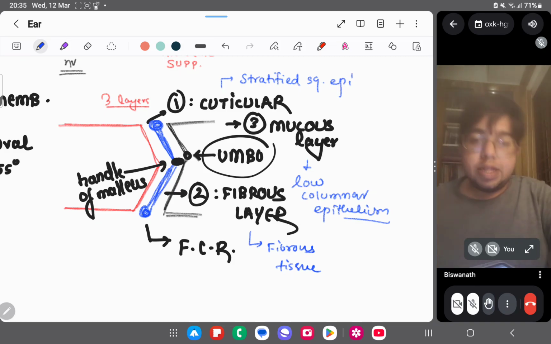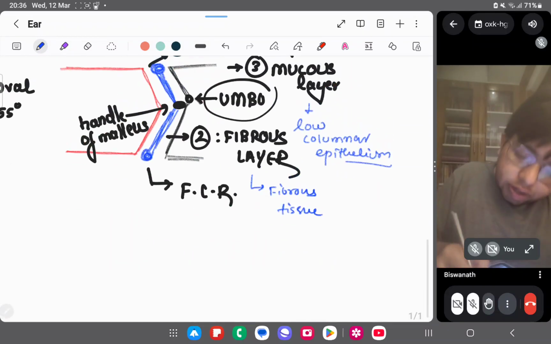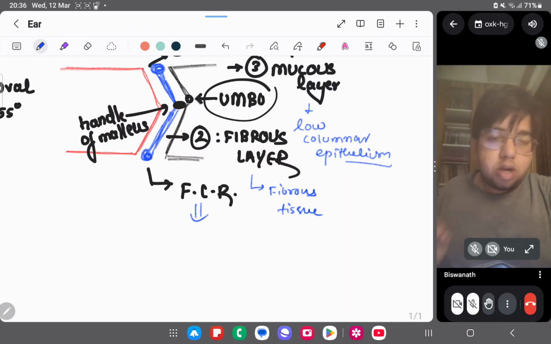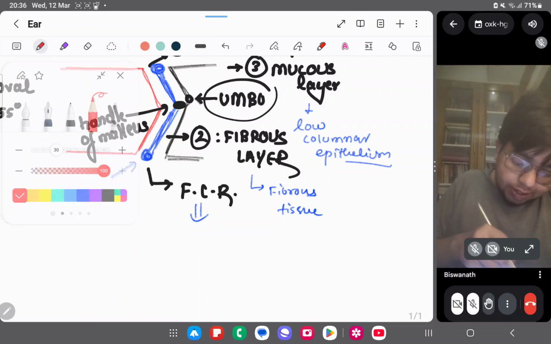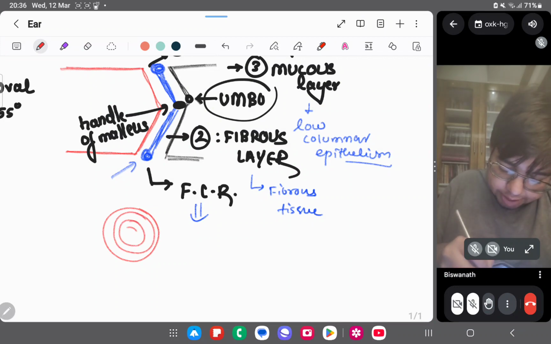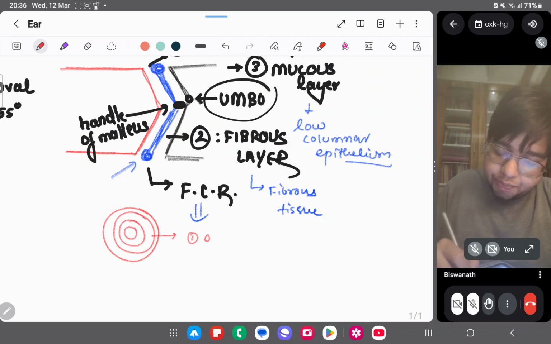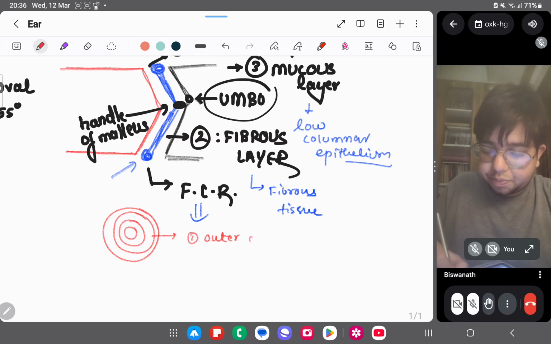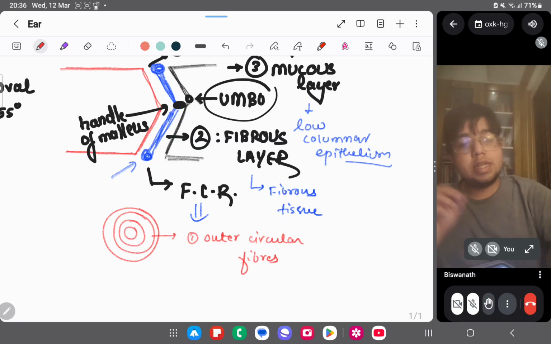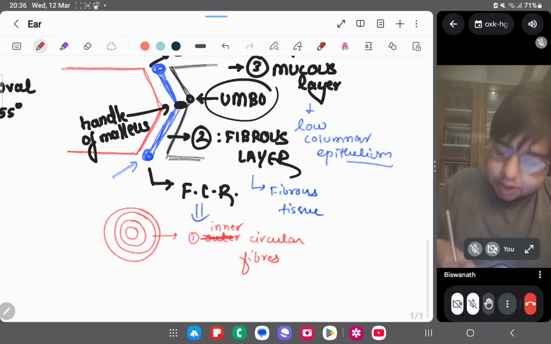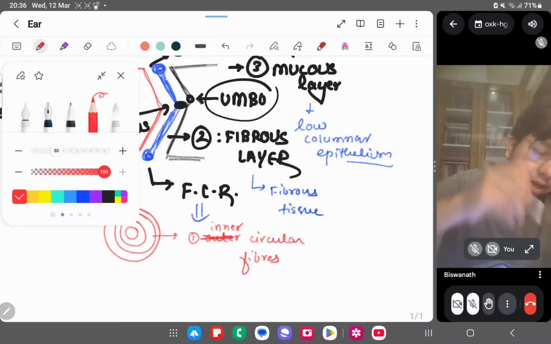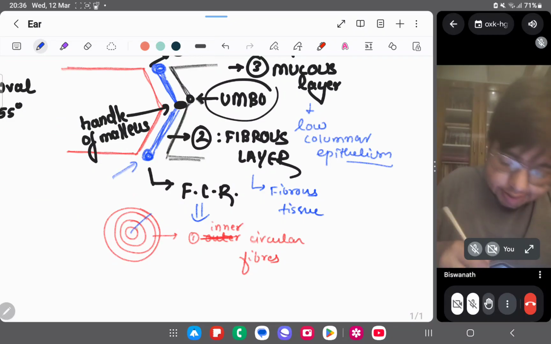Okay, this much is done. So if I talk about this fibrocartilaginous ring a bit, you need to know that there are two types of fibers. I'm drawing this ring only. If I draw this ring, I have some fibers like this. These are called the outer circular, inner circular fibers. And outside it, some fibers are radiating like this.